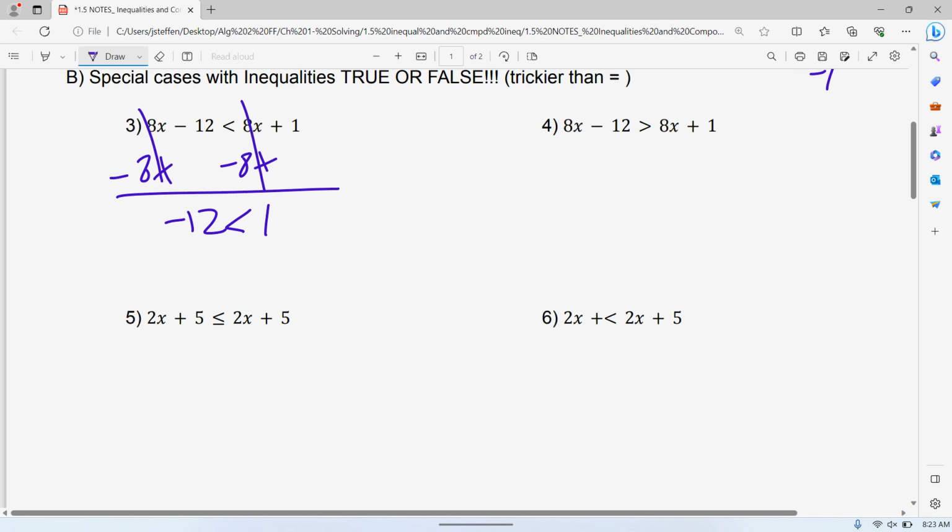Is negative 12 less than positive 1? Yeah, negative 12 is less than positive 1. Negatives are less than positives. So this one is true, which means it's all real numbers.